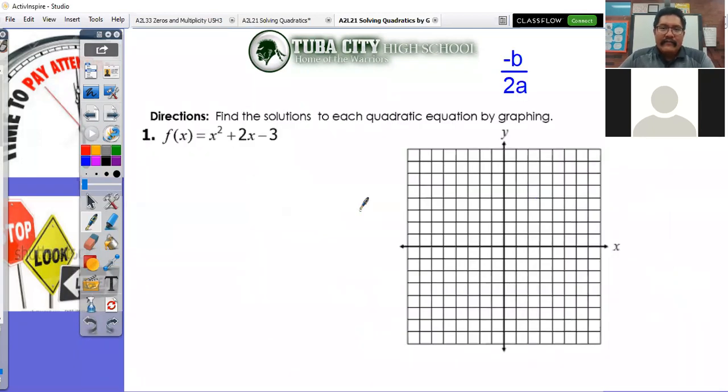So let's go ahead and graph. Now I'm going to take a little bit of a shortcut on some of this graphing because one, we've already covered graphing, and two, this is a fairly long lesson. So I'm going to try to keep it in my normal time window that I normally use. So let's go ahead and find the axis of symmetry using our axis of symmetry formula.